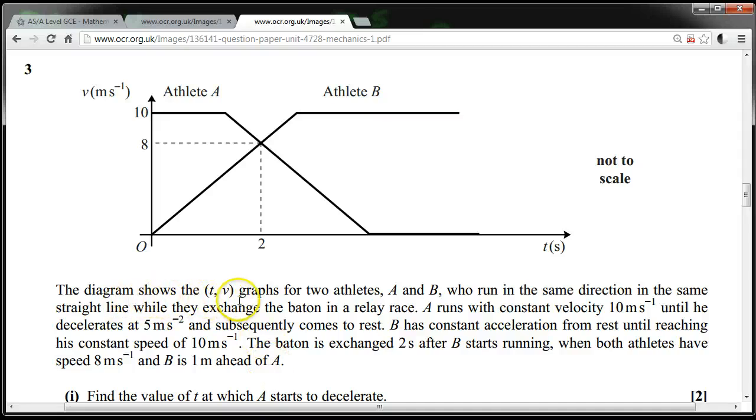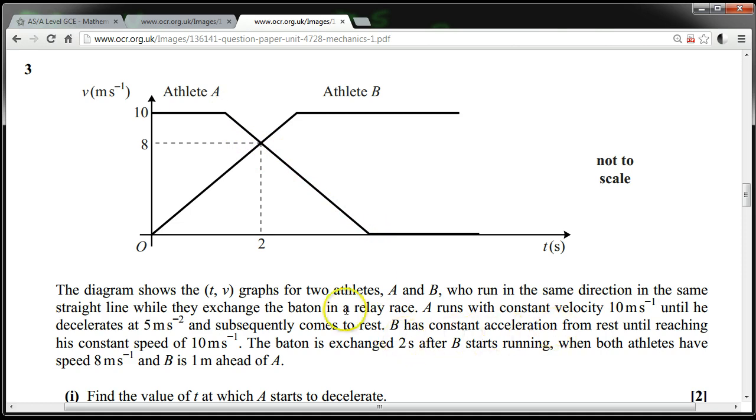The diagram shows the velocity-time graphs for two athletes A and B who run in the same direction in the same straight line while they exchange the baton in a relay race. A runs with constant velocity 10 meters per second until he decelerates at 5 meters per second squared and subsequently comes to rest at B.